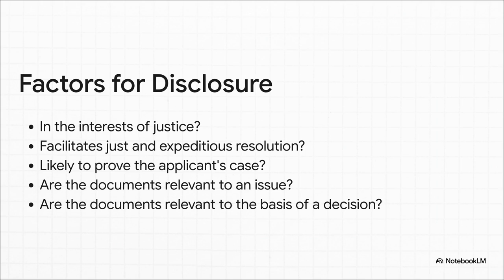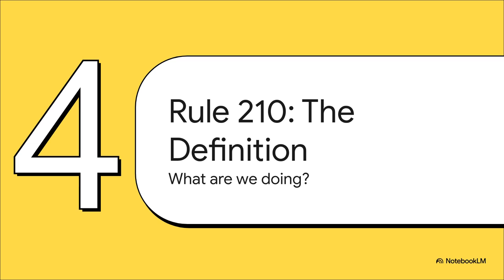Now to actually build that argument for a suitably tailored order, you turn to your toolkit. And that toolkit comes from another key case, Rolliston Coal. You'll argue that your order is in the interests of justice, that it'll help resolve things quickly, that the documents are relevant and are likely to help prove your case. These factors from Rolliston Coal are precisely what you'll use to persuade a judge.